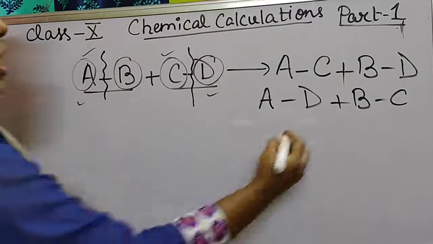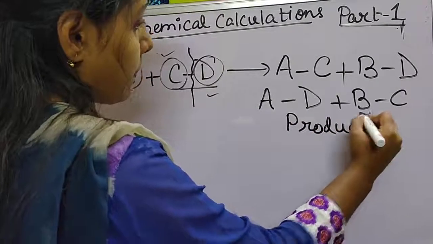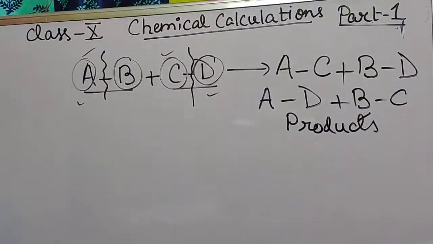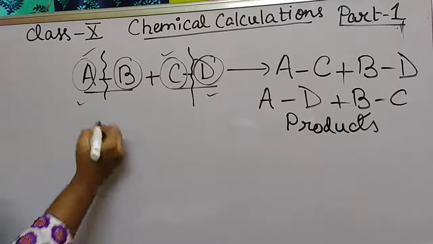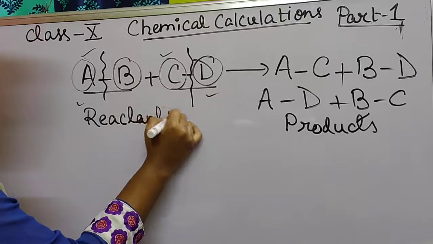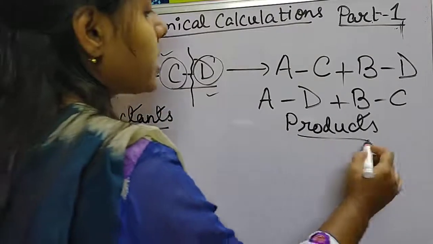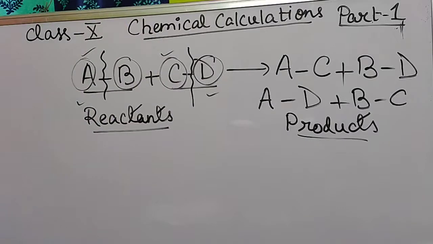So these are called products that are obtained after a reaction, and the substances which are participating in a chemical reaction are called reactants. These are called reactants and these are called products. Okay, so this is the chemical reaction.